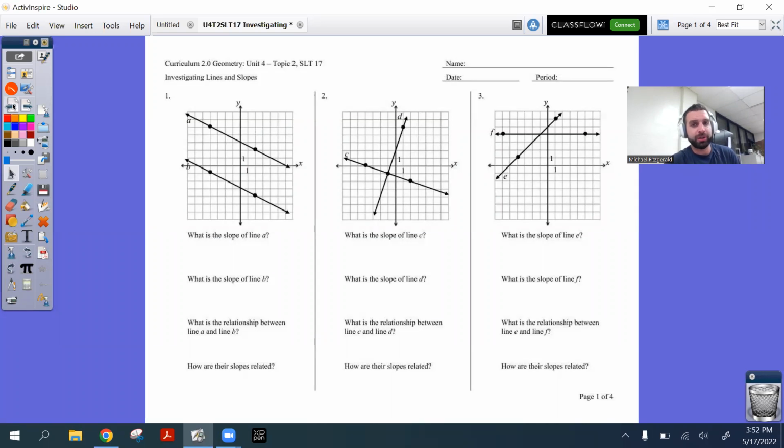There are only two relationships you need to know. If two lines are parallel, they have equal slope, right? And if they are perpendicular, they have opposite reciprocal slope. Those are the only two things we need to remember going into this. But the rest is just a little bit of problem solving, but we'll get into that.